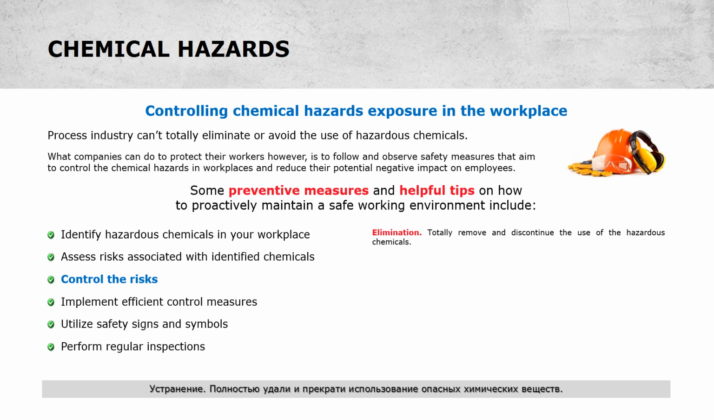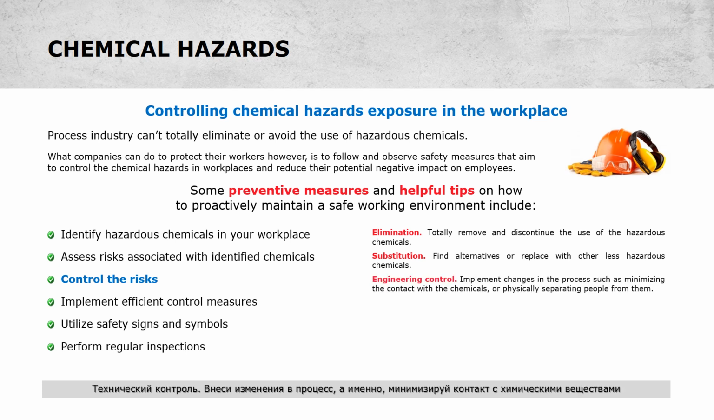Elimination. Totally remove and discontinue the use of the hazardous chemicals. Substitution. Find alternatives or replace with other less hazardous chemicals. Engineering control. Implement changes in the process such as minimizing the contact with the chemicals, or physically separating people from them.